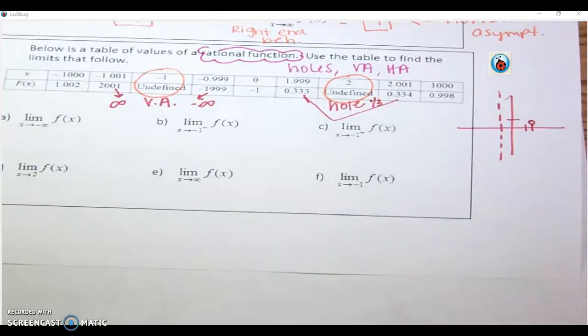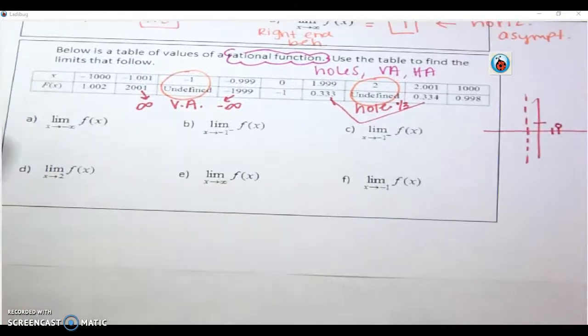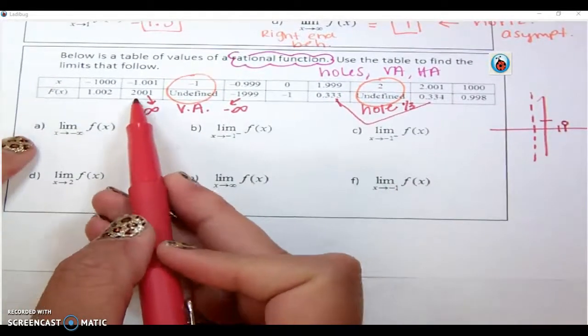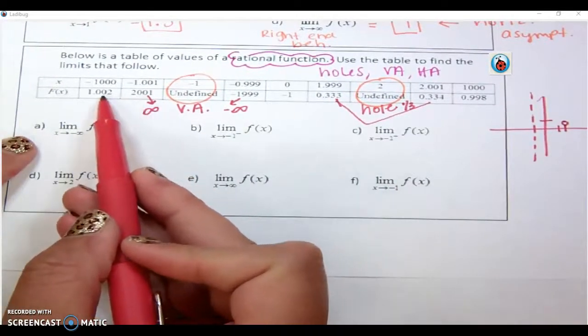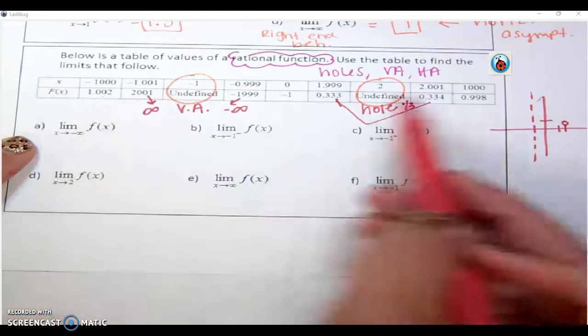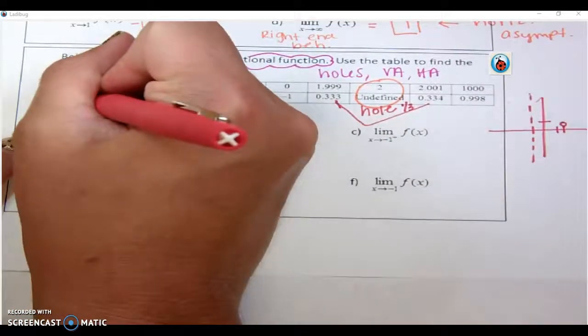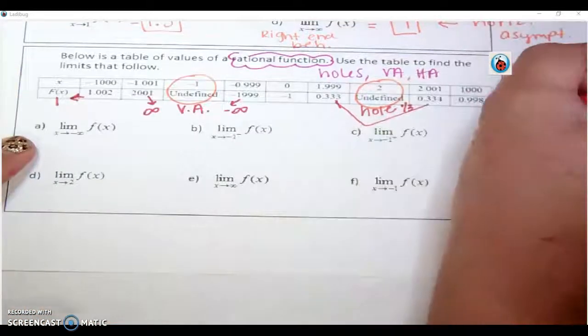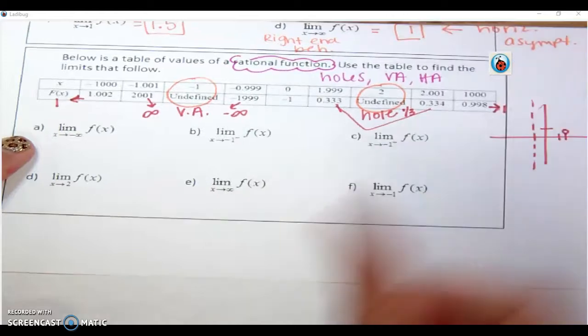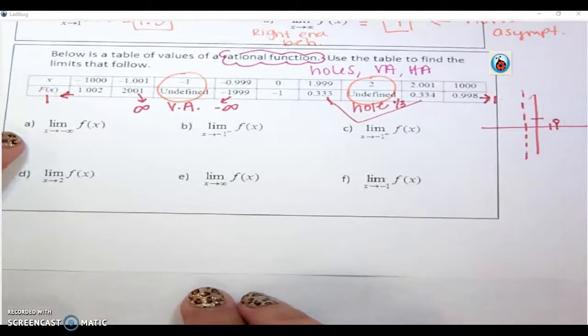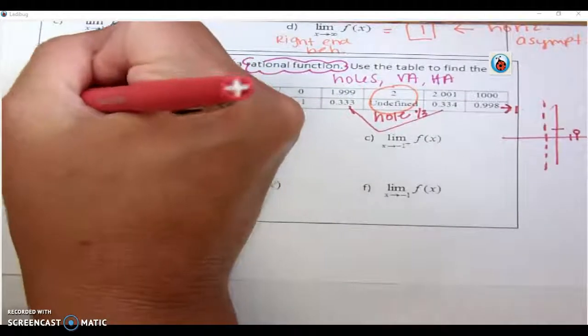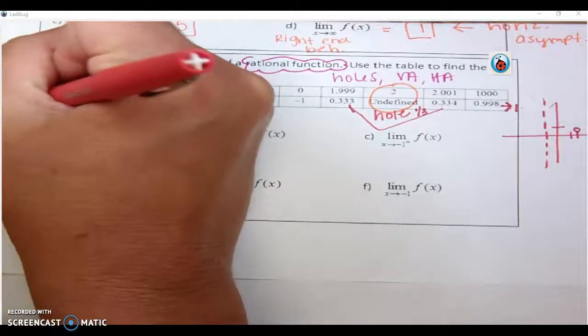Alright, then we need to always look at the end behavior. So at the end here, remember it was like 2001, but now it's going to 1. And then over here, it's also going to 1. So when you have rational functions, most of the time they're going towards the same number, which means that number is your horizontal asymptote.